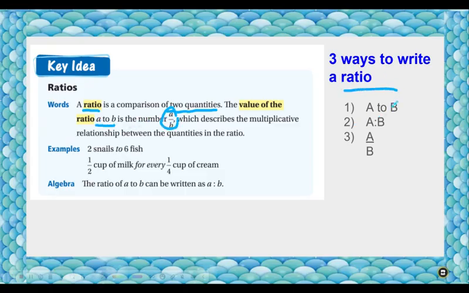So 3 ways to write a ratio. You can use the word to, you can use the colon, or you can use a fraction. Okay, so 2 snails to every 6 fish. A half a cup of milk for every quarter cup of cream. And these are 3 different ways to write ratios.